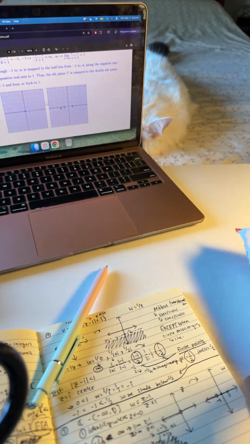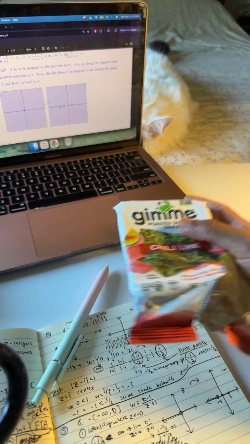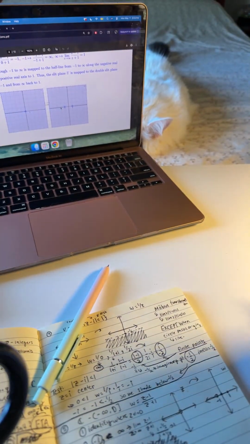I just be yapping left and right about math. That was good though. What's happening? We're just doing some finals studying.